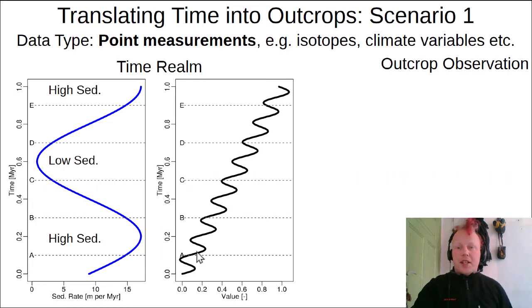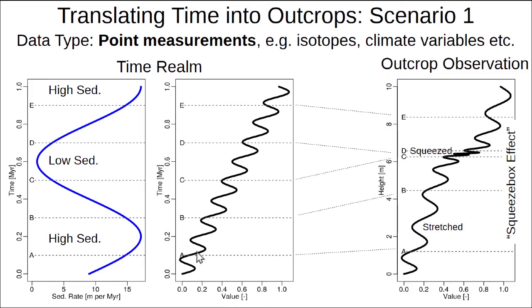And if this is translated into the outcrop, you can see that at the time intervals with high sedimentation rates, this oscillation is being stretched, whereas in the time intervals with low sedimentation rates, it is squeezed together. But the original values are not changed, which is a stark contrast to the rates. So for the point measurement, you will always observe this squeeze box effect. The values remain unchanged, but they're squeezed and stretched.